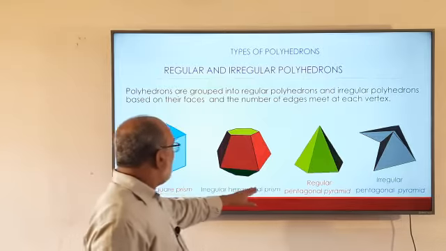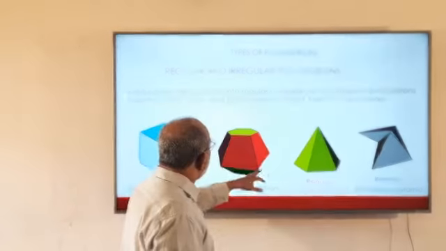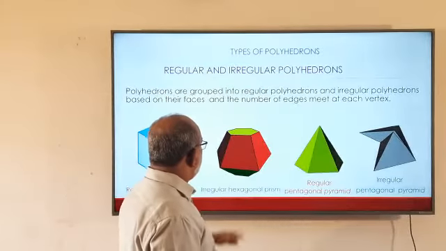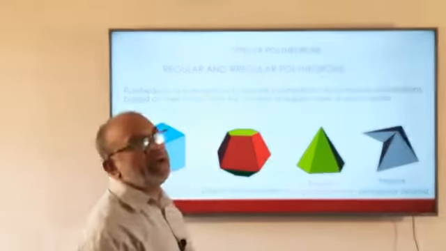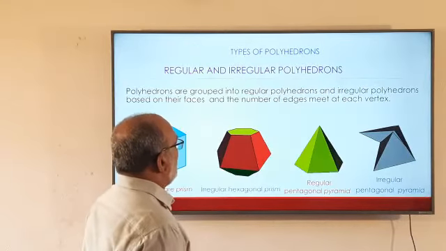This one is irregular. Why is it irregular? The reason is, you see the lengths of all the sides are not equal and all angles are not equal. For this reason, this is an irregular hexagonal prism.